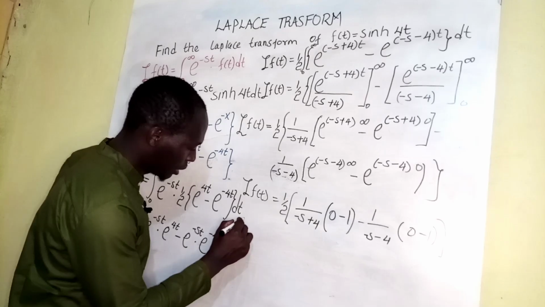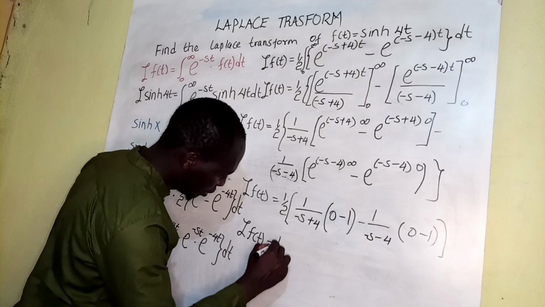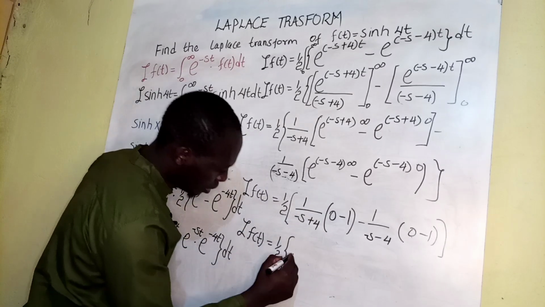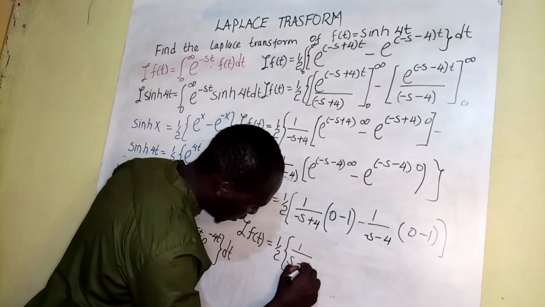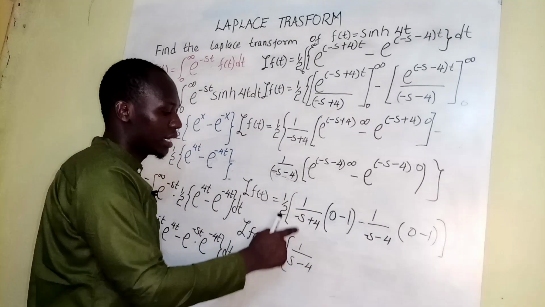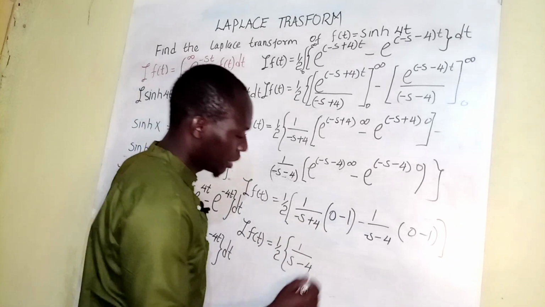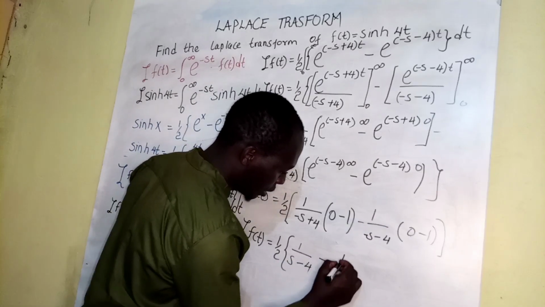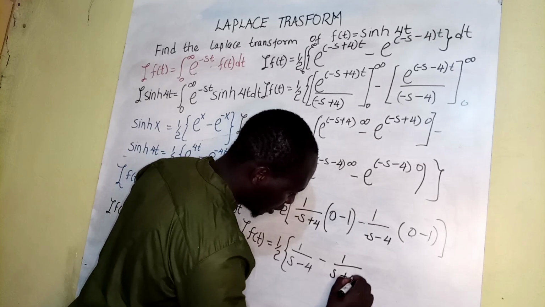Hence, we can say the Laplace transform of our function f of t is going to be equal to a half into 1 all over s. We subtract from 4. Negative multiplied by a negative is going to be a positive. Negative multiplied by a positive is going to be a negative. We subtract from here, we are going to have 1 all over a positive and a positive.